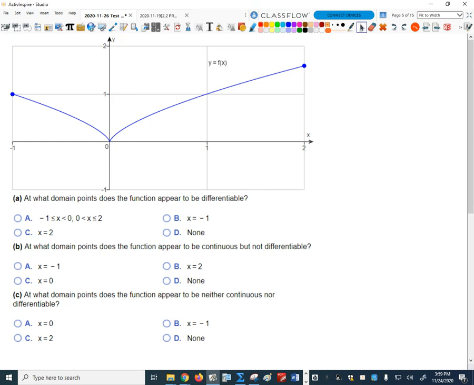All right, so at what domain points does the function appear to be differentiable? So this one's differentiable every place except at that sharp corner. So it would be A, right? All the values greater than or equal to -1 and less than 0, or greater than 0 and less than or equal to 2. Okay, because that's the only place where it's not differentiable.